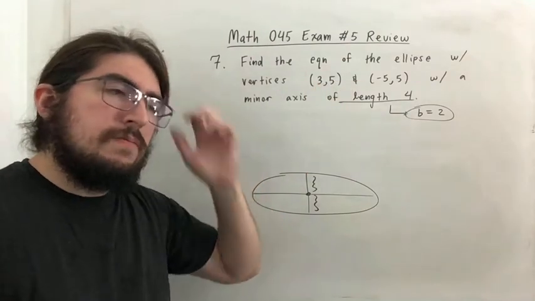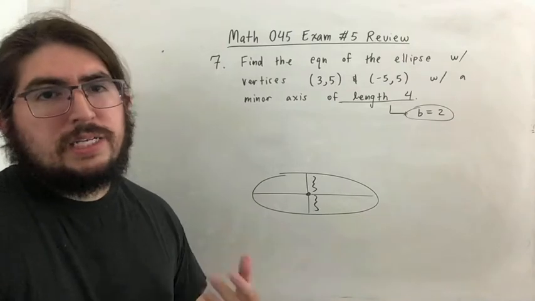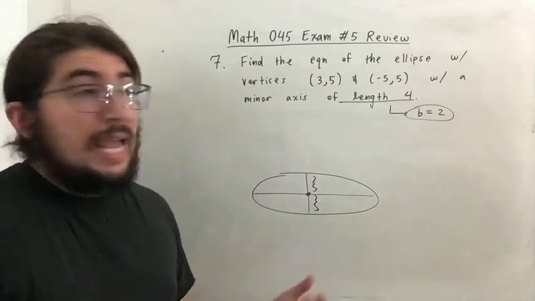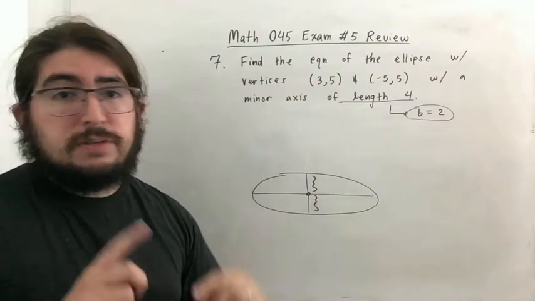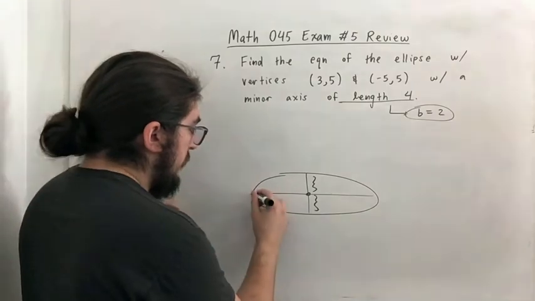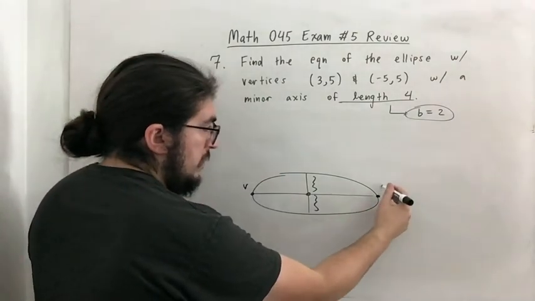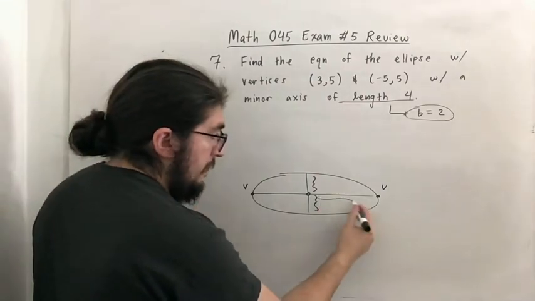So if we plot the vertices, look halfway in between them, that's the center. So h and k are good, b is good, and a will actually be half the distance from center to center, or vertex to vertex. So here, the distance from vertex to vertex is the length of the major axis, half of that is a.